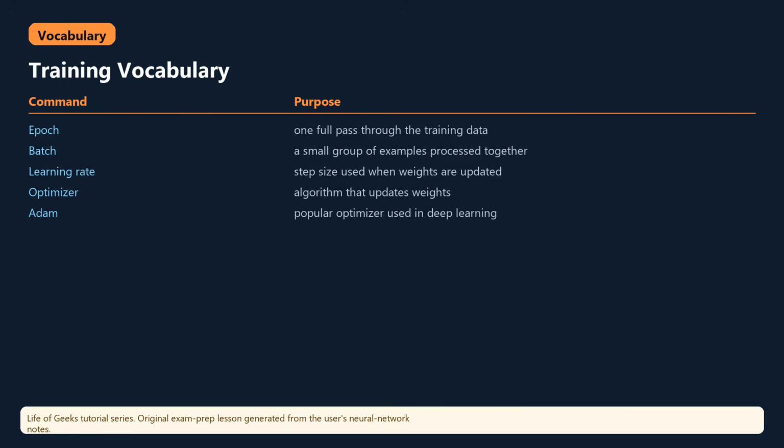When you read Keras code, these terms appear directly. Model.fit has epochs and batch size. Model.compile has optimizer and loss. Knowing the vocabulary helps you understand code without running it.